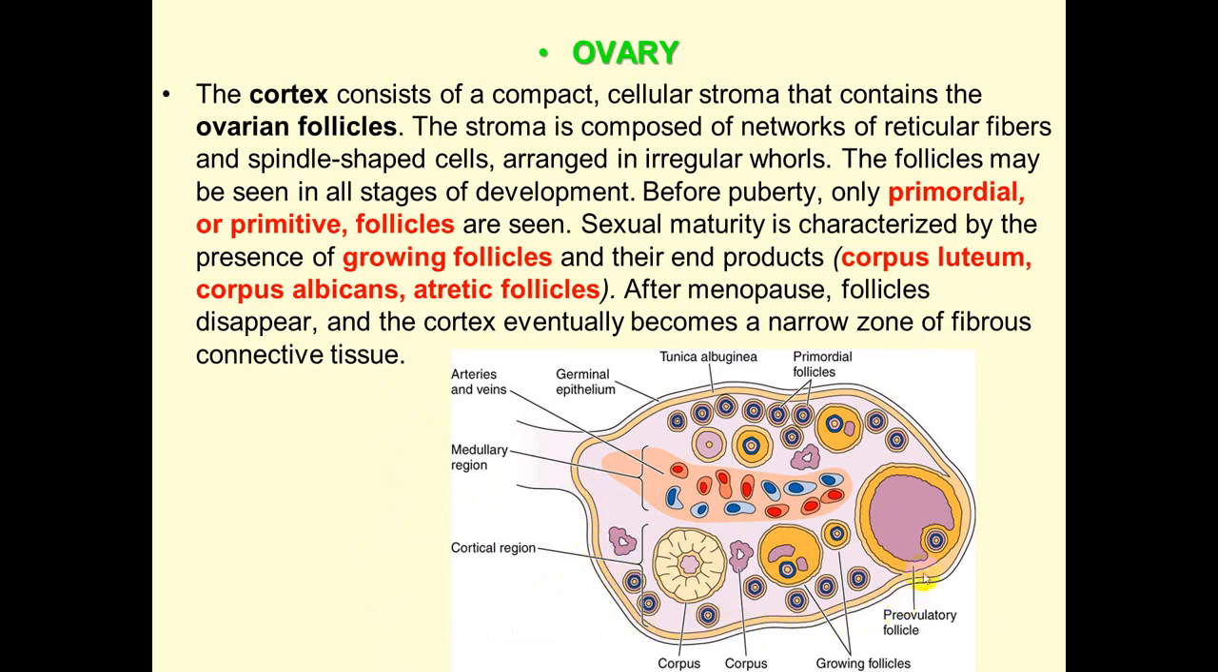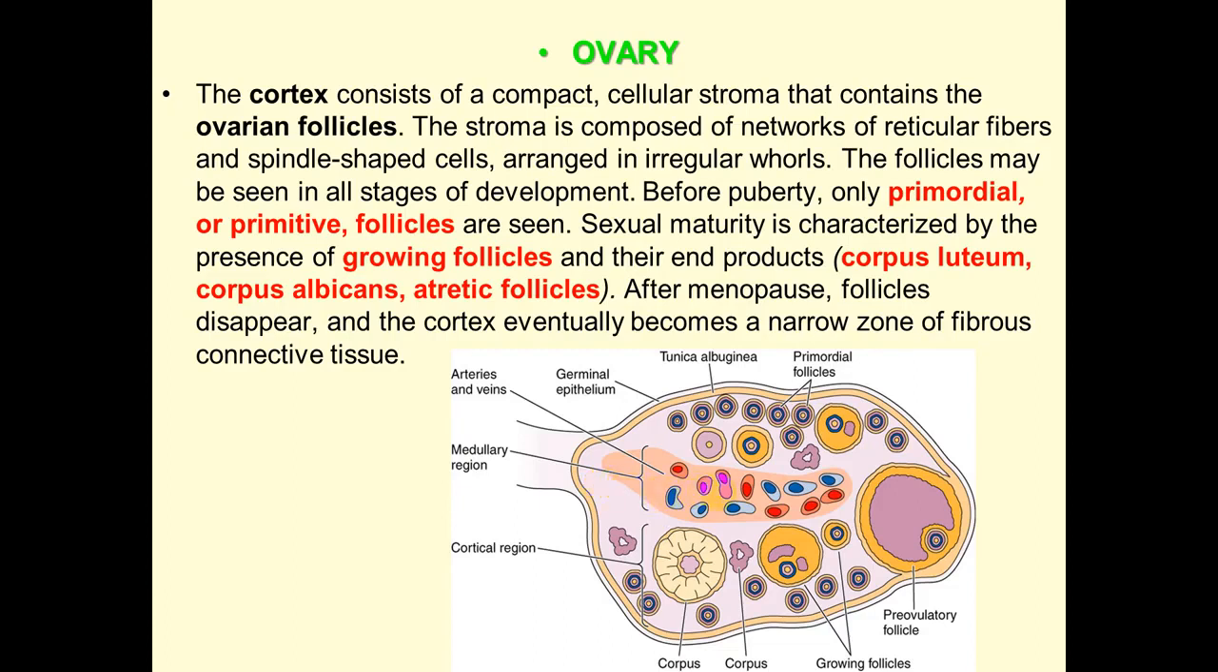Please look at this scheme. Now it is a scheme of the section of the ovary, and you can see the cortex, which is located under the capsule, tunica albuginea, then cortex, and in the center is medulla. Stroma is the same for medulla and for the cortex. It is reticular stroma. Here we can find a lot of reticular fibers and spindle-shaped cells arranged in irregular whorls.